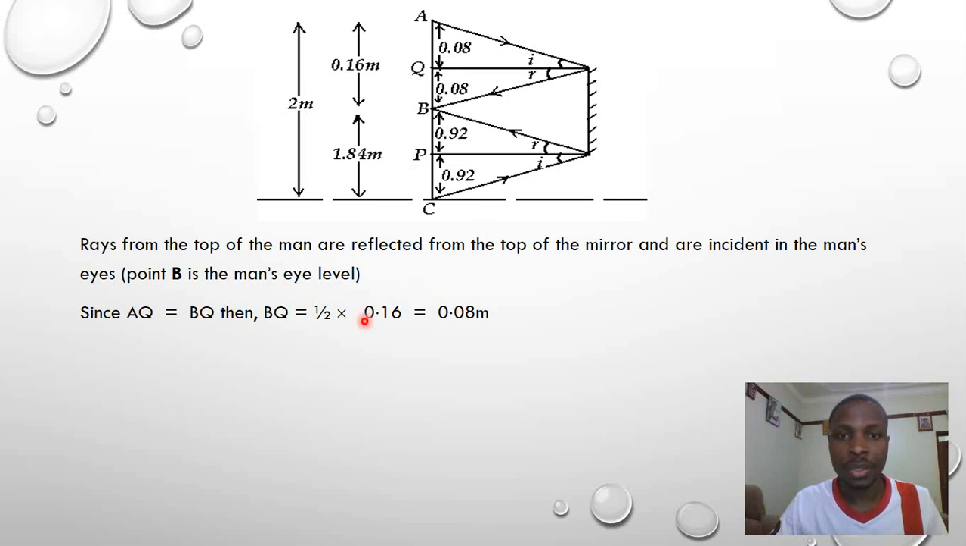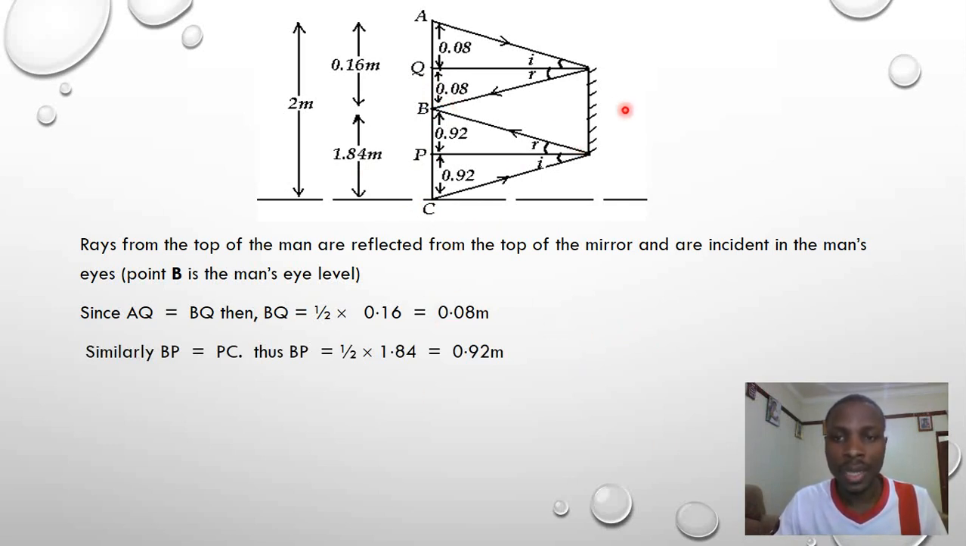And half of 0.16 gives us 0.08 meters. Also, another ray from the foot to the lower part of the mirror is reflected towards the eye at B, and so the angle I is equal to the angle R, which implies that the distance BP is equal to the distance PC. So the distance BP is going to be half of BC, which is half of 1.84, and half of 1.84 gives you 0.92 meters.